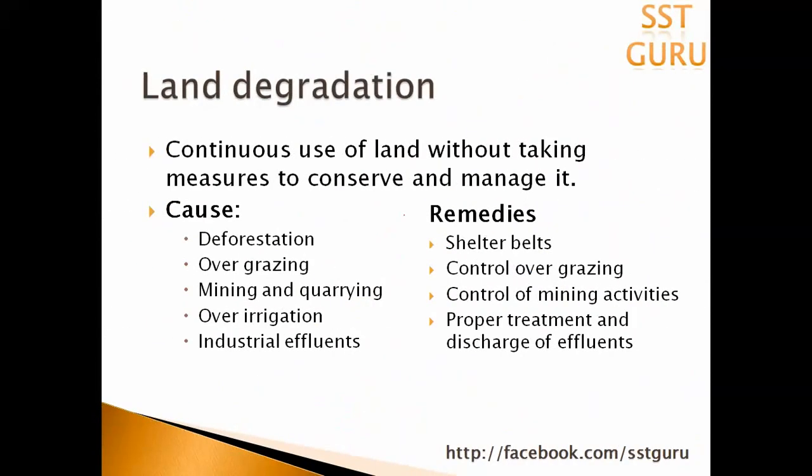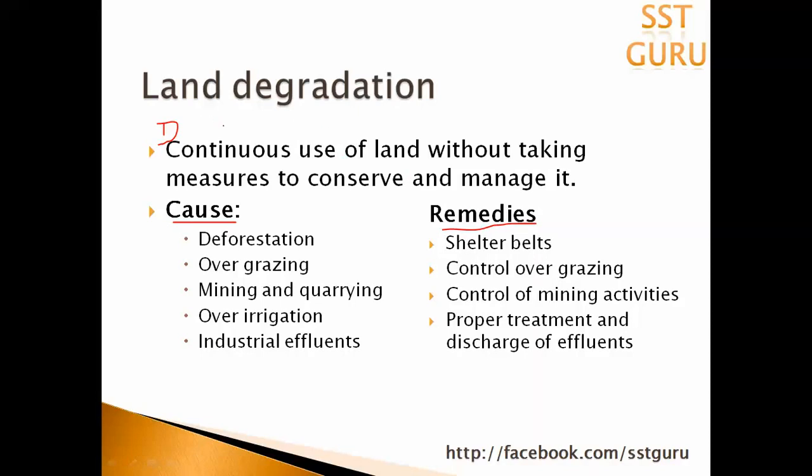Now, the next topic is land degradation. In these types of phenomena which I am going to teach you, the next will be soil erosion. We will follow this pattern: first the definition, next the cause, and next the remedies. This is how it is given even in your book, and this is one of the best methods to write answers. Okay, land degradation.